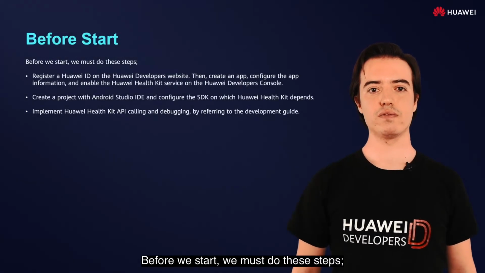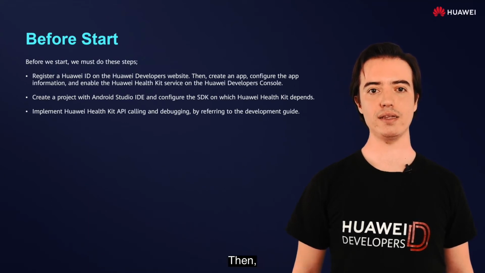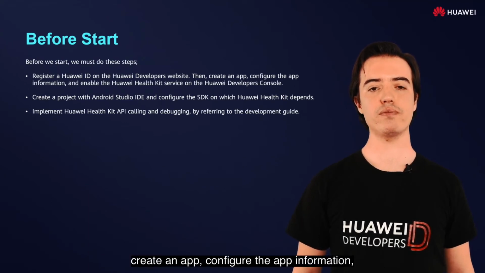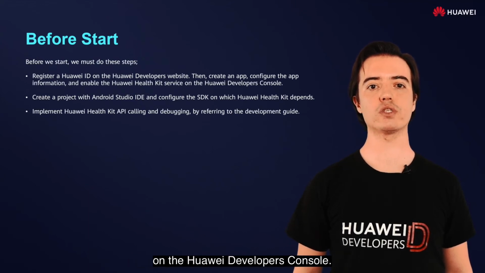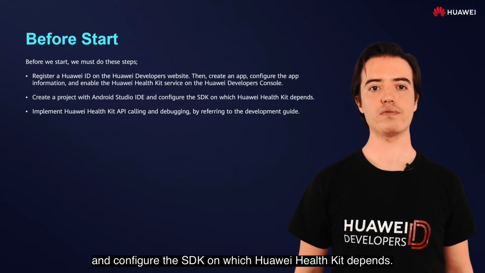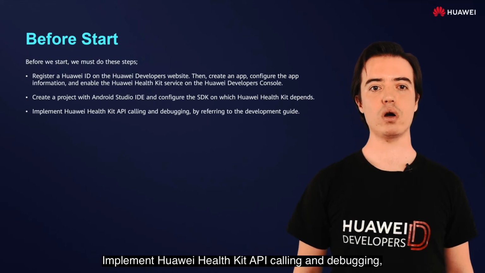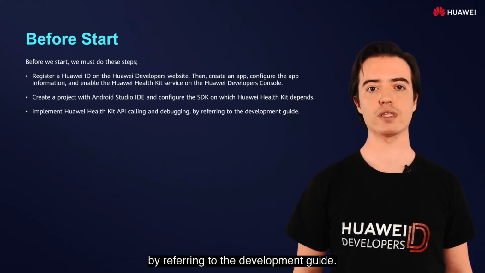Before we start, we must do these steps. Register a Huawei ID on the Huawei Developers website, then create an app, configure the app information, and enable the Huawei HealthKit service on the Huawei Developers console. Create a project with Android Studio IDE and configure the SDK on which Huawei HealthKit depends. Implement Huawei HealthKit API calling and debugging by referring to the development guide.